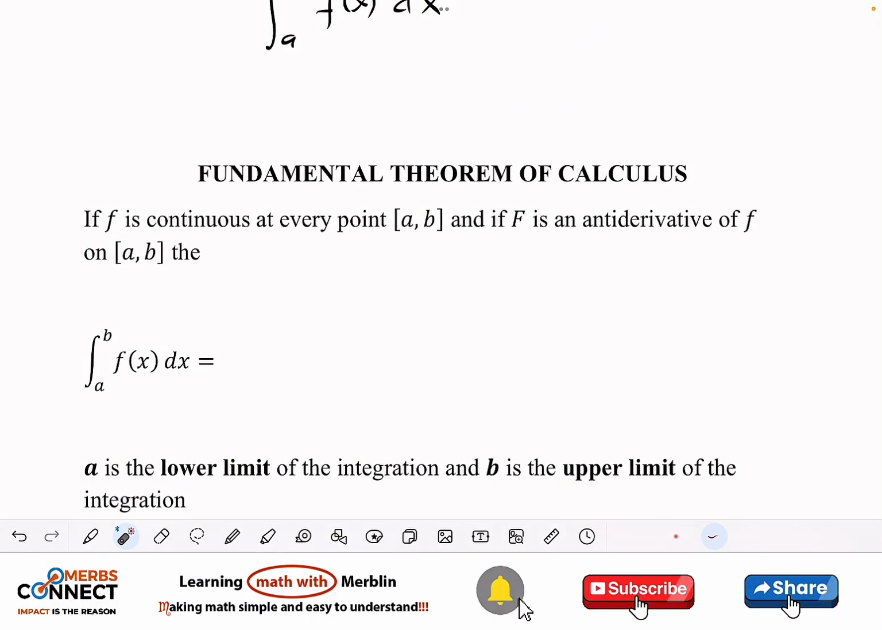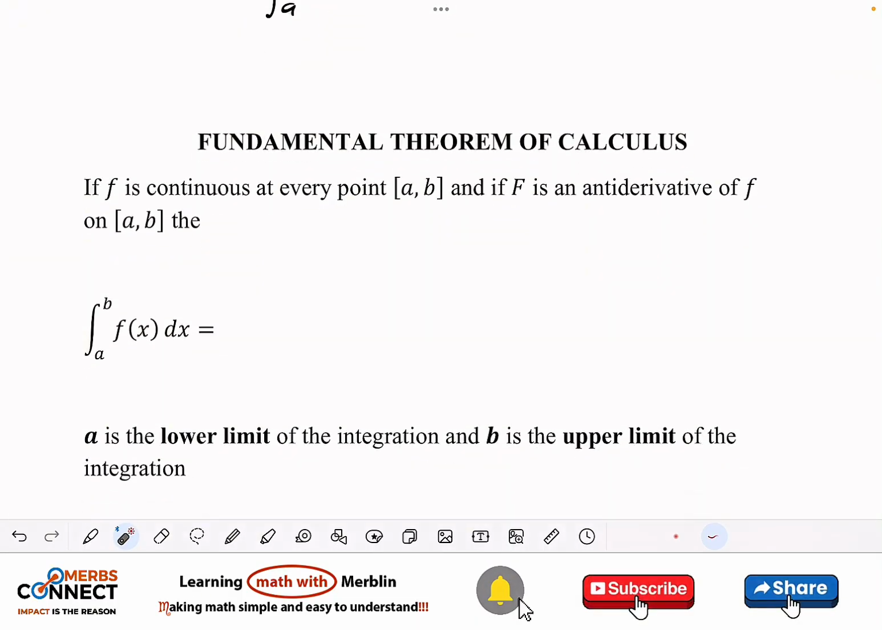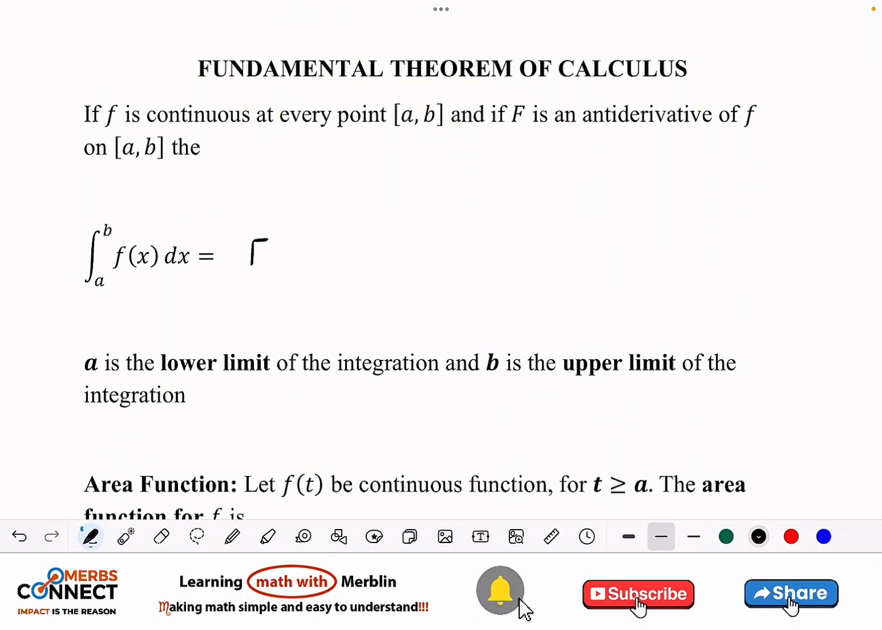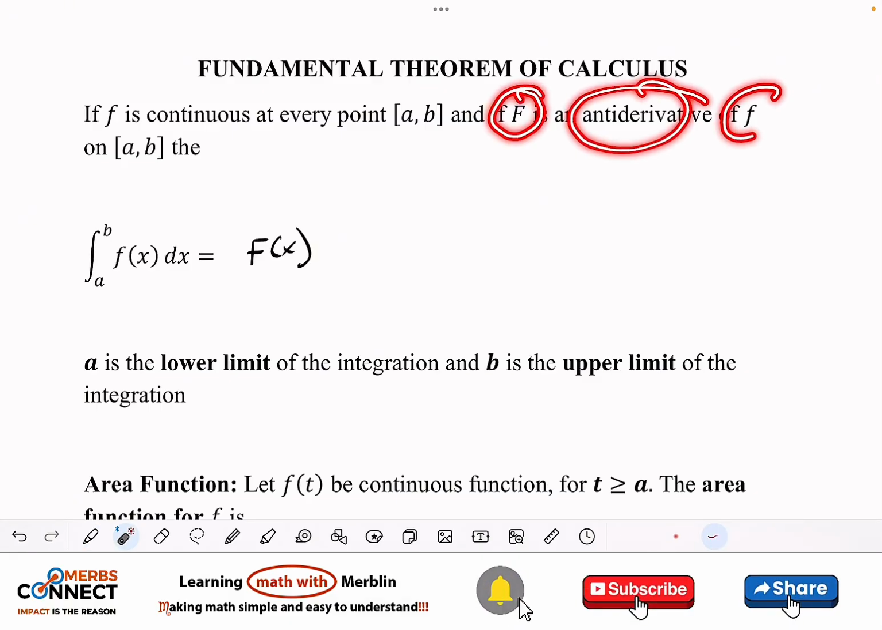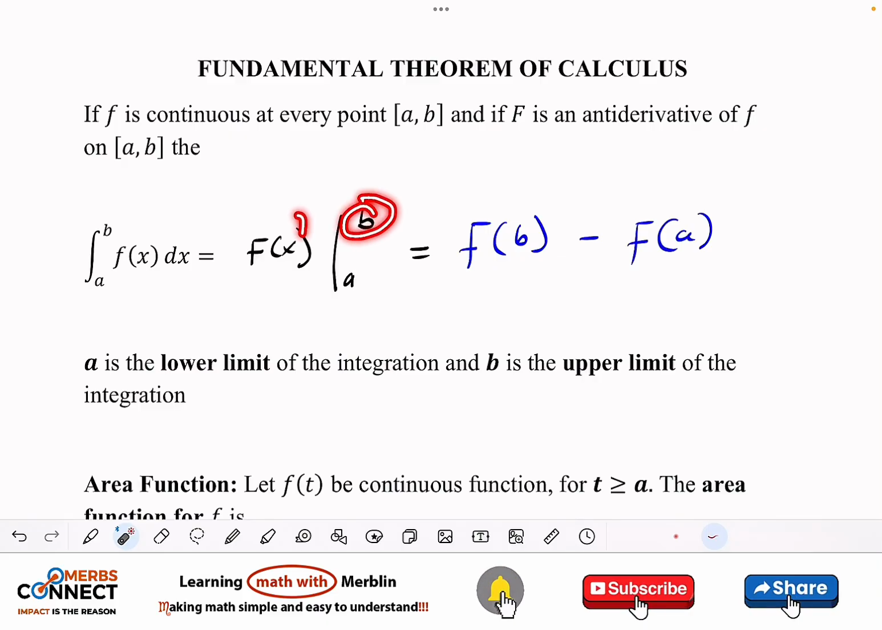Now let's talk about the fundamental theorem of calculus. We are saying that if f is continuous on this interval, and big F is the antiderivative of f, then the definite integral, using the fundamental theorem, is the same as big F of x, because big F is the integration of this. Then we put the limits on it, and we have big F of b minus big F of a. So plug in the upper limit into the function minus the lower limit into the function. This is the famous fundamental theorem of calculus.